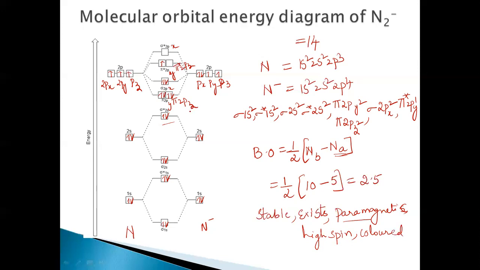Right. So which is the HOMO here? The highest occupied molecular orbital will be this orbital, that is pi star 2py. The lowest unoccupied molecular orbital, the LUMO, will be this one, pi star 2pz. One of them will be HOMO and one of them will be LUMO. And this is about the N2 minus.